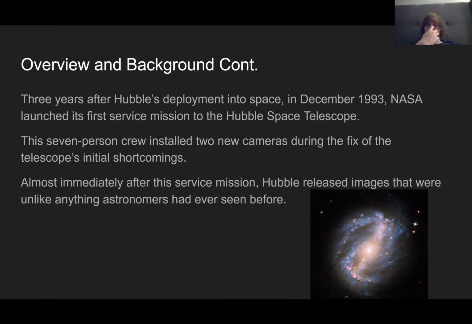3 years after Hubble's deployment into space, in December of 1993, NASA launched its first mission to the Hubble Space Telescope, its first service mission. This 7-person crew installed 2 new cameras during the fix of the telescope's initial shortcomings. Almost immediately after the service mission, Hubble released images that were unlike anything astronomers had ever seen before.